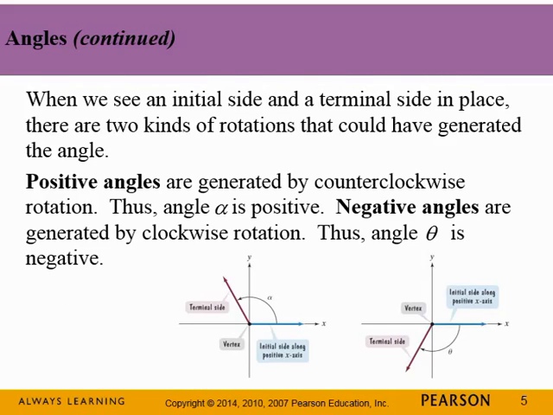So in both these situations, your blue line, which happens to be your initial side, is on your x-axis. When we see an initial side and a terminal side in place, there are two kinds of rotations you can have. Positive angles are generally counterclockwise rotation, so angle alpha is positive, and negative angles are generally clockwise, so angle theta is negative.